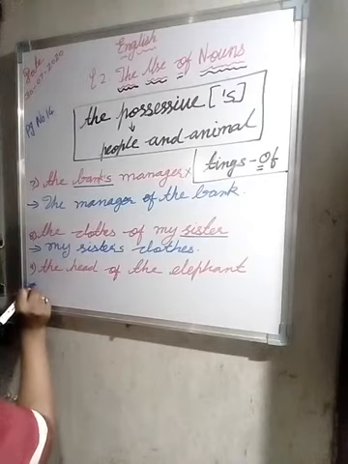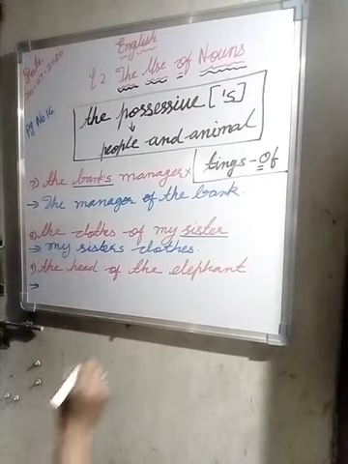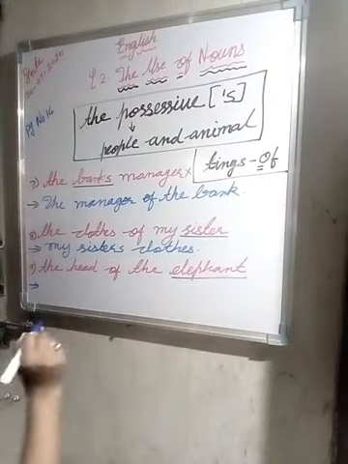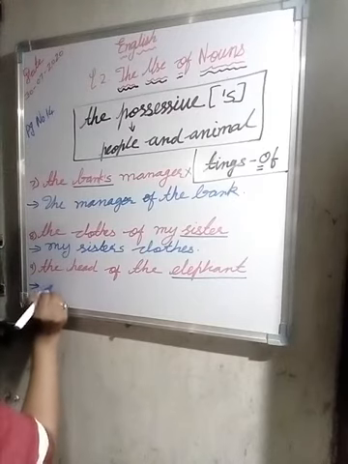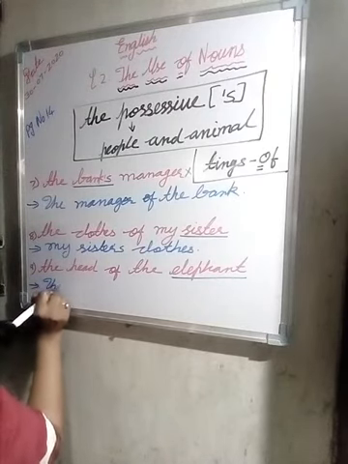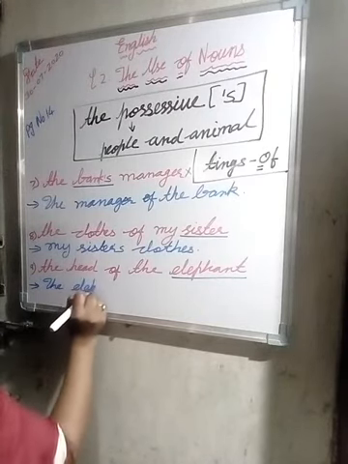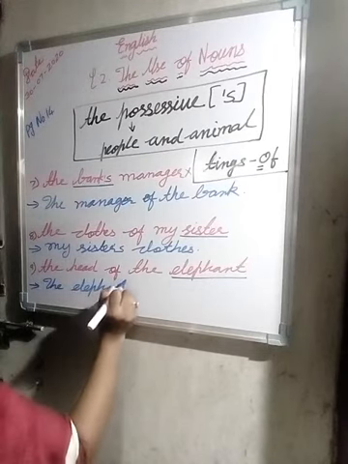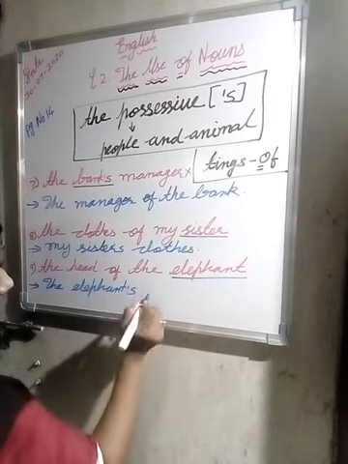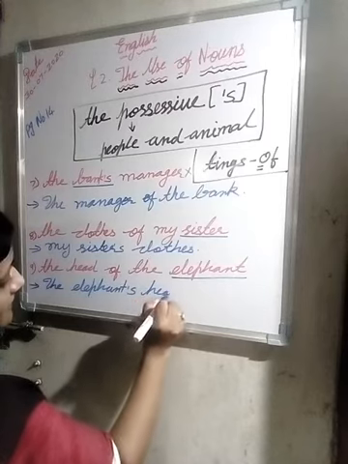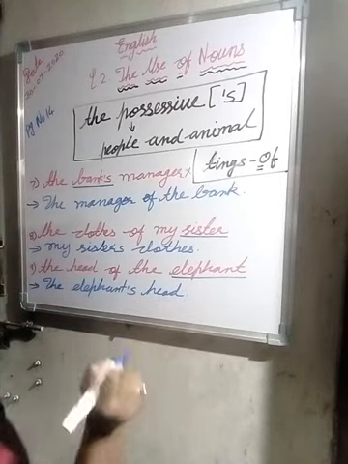And the last one, "the head of the elephant." Again the elephant is an animal, so you can use the possessive form here. The elephant's head. The elephant's head will be the correct sentence.